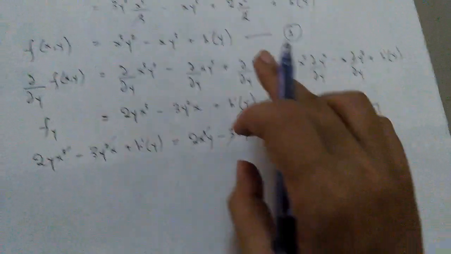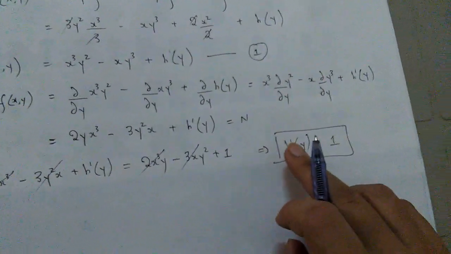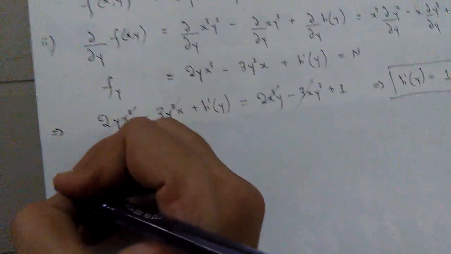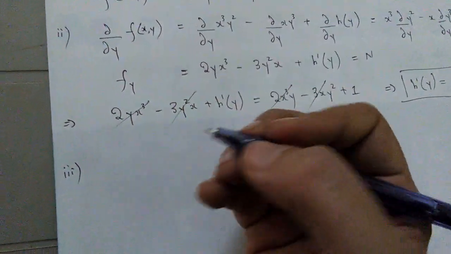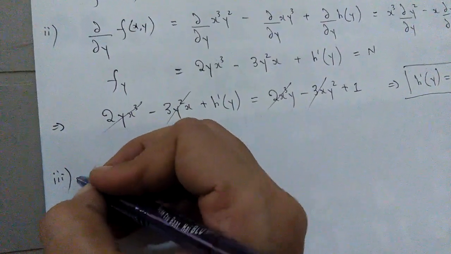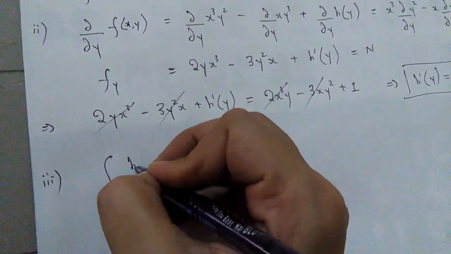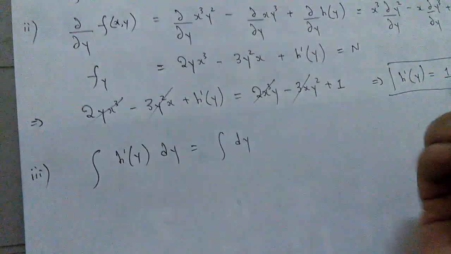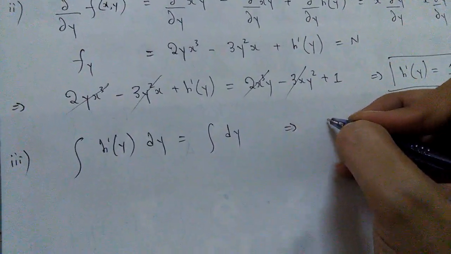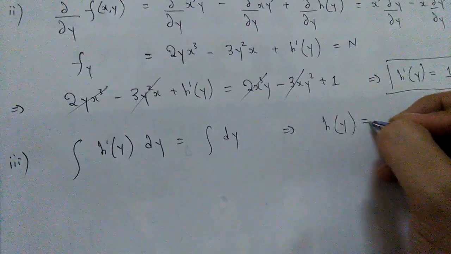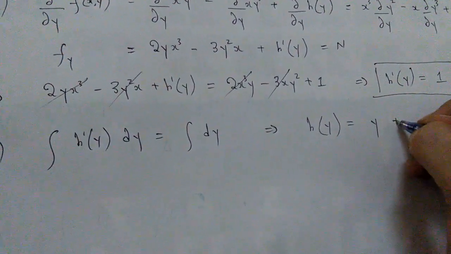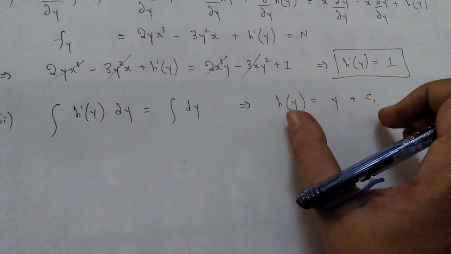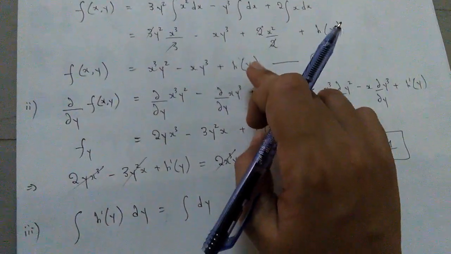Now we have to find h of y. So now we are going to integrate this equation with respect to y. Come to step number 3. Integrating this with respect to y, we now have h of y equals y plus some constant, we just call it c1. Now this is the answer, and we are going to substitute it in our equation number 1.